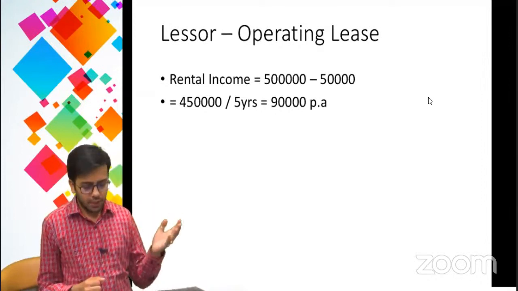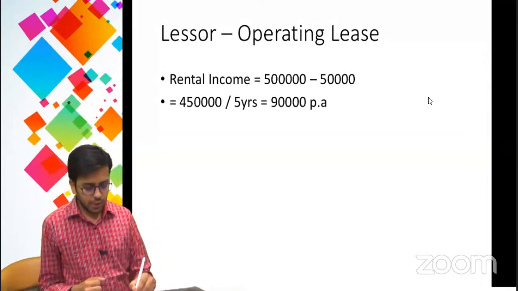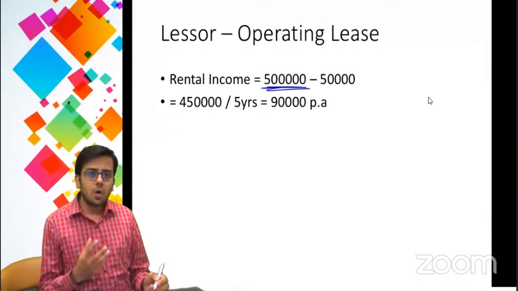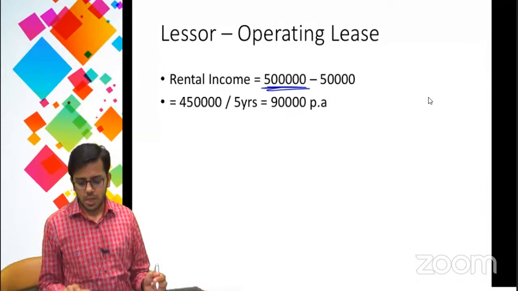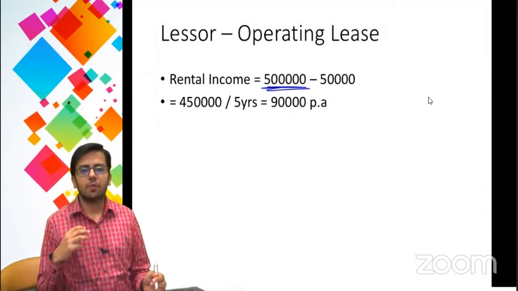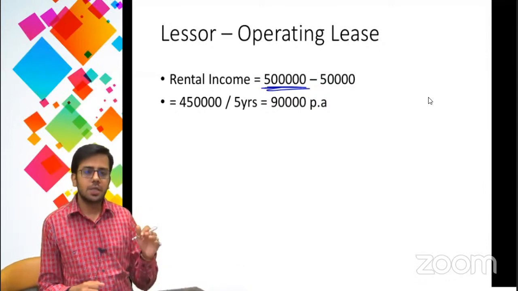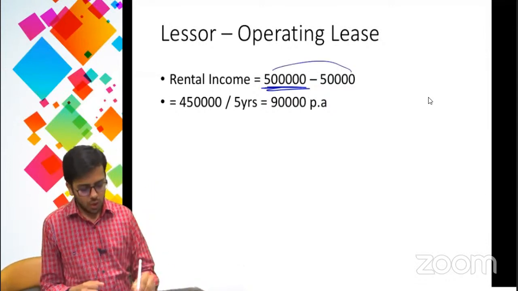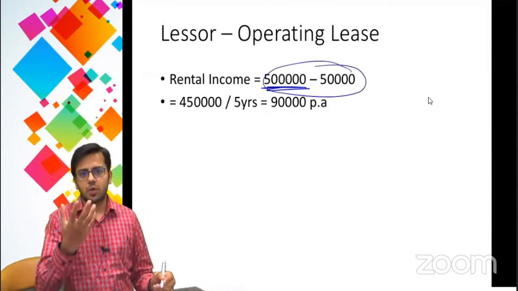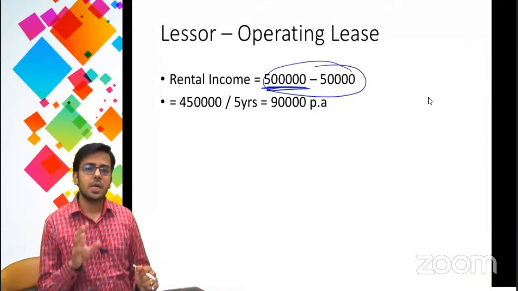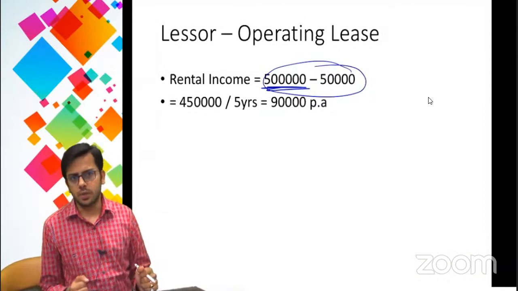Now we have rental income that he is going to get, 5 lakh rupees over the next 5 years, 1 lakh for each of the next 5 years. How is this lease income shown in the books? Ind AS 116 says that if you have incurred any cost initially, adjust it to the rental income. So now your rental income becomes 4,50,000. What I'm going to get is 5 lakh, I've already paid 50,000, so 4,50,000. Recognize this income over the next 5 years.